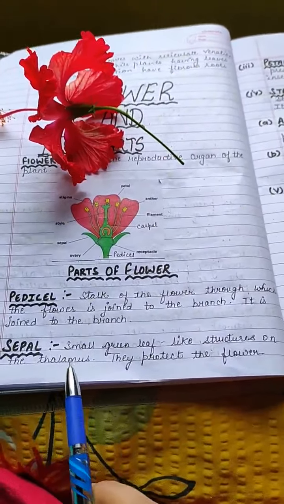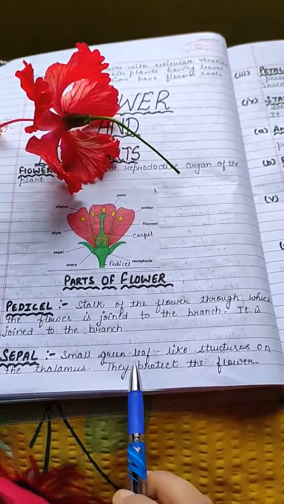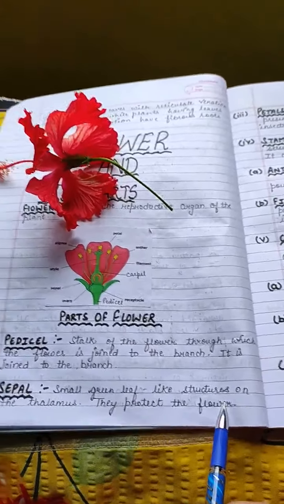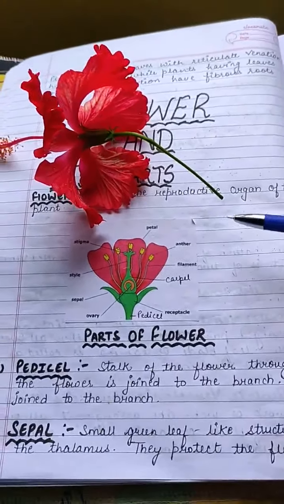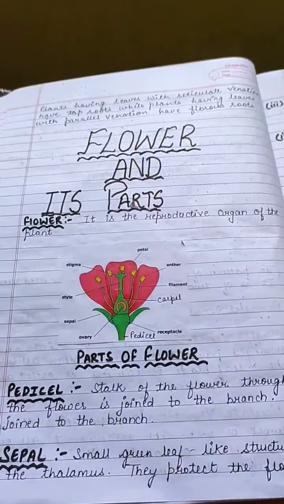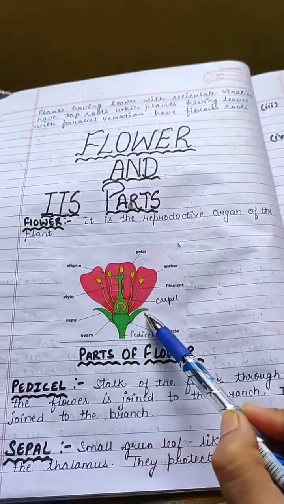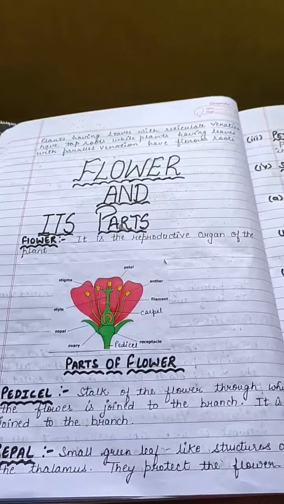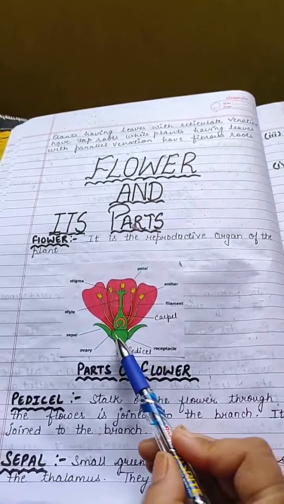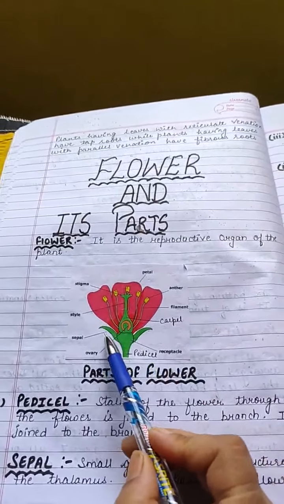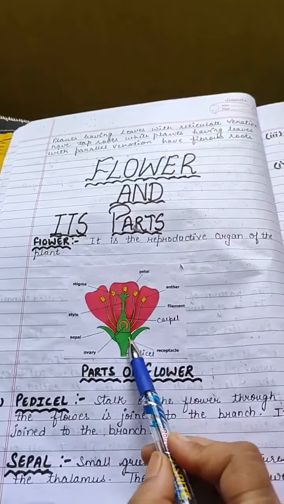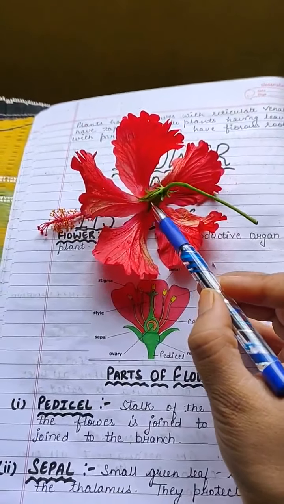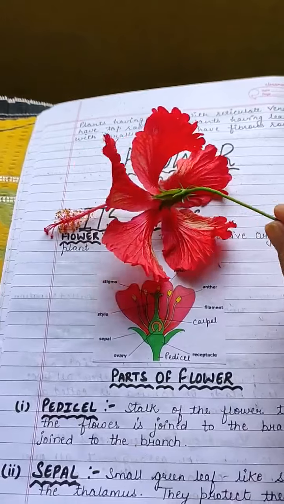Next is sepals, small green leaf-like structures on the thalamus. They protect the flower. So what are sepals? These small green leaf-like structures on the thalamus are known as sepals. So this swollen part is known as thalamus, and these leaf-like structures are known as sepals. You can see here also these leaf-like structures are known as sepals.